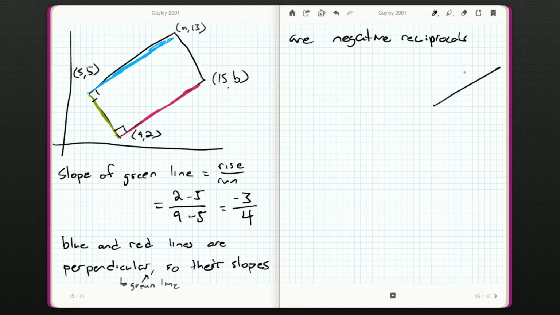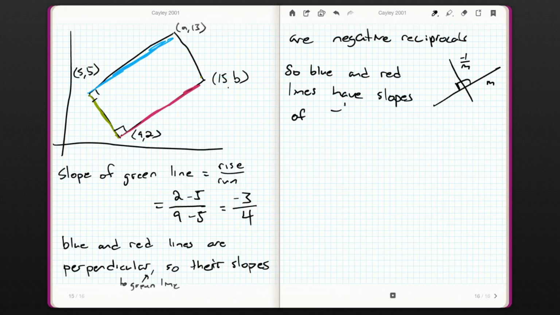Okay, so if I have a line here and it's got a slope of m, any perpendicular line will have a slope of -1 over m. This is a useful fact that you usually learn in 9th grade or maybe even 10th grade. So the blue and red lines are going to have the same slope because they're parallel. It's -1 over the slope of the green line, so -1 over -3/4. And that works out to be 4 over 3.